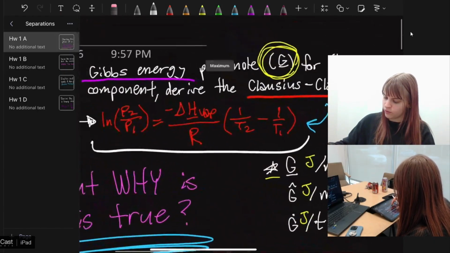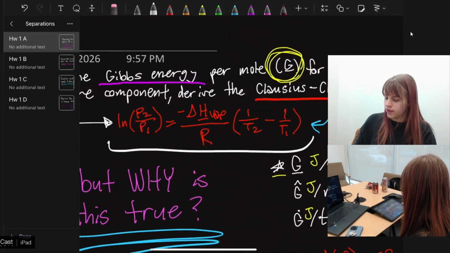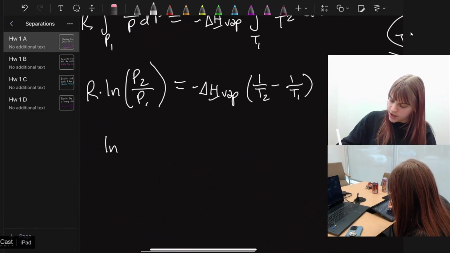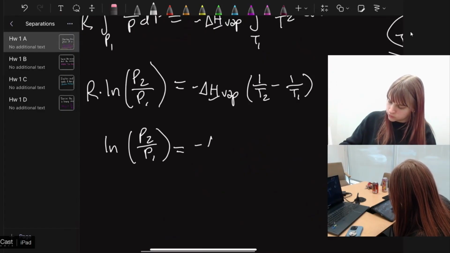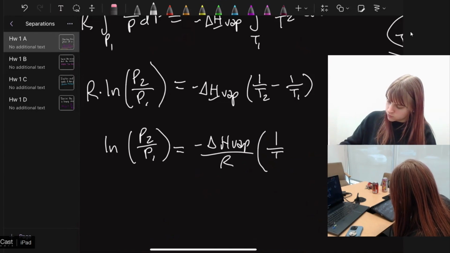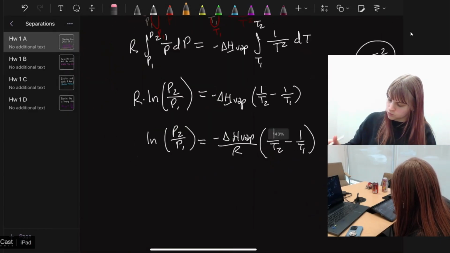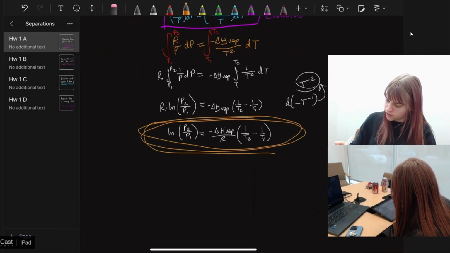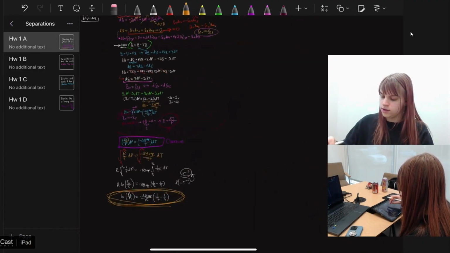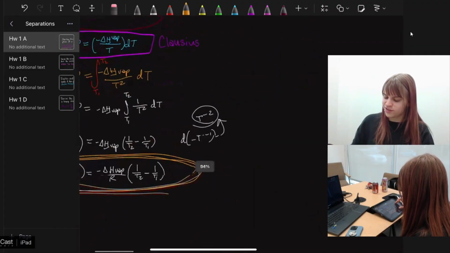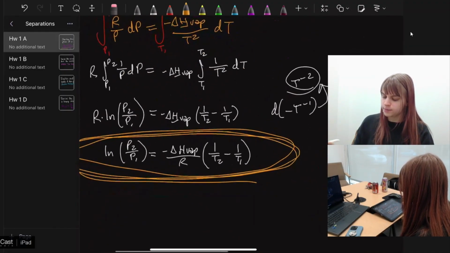I wrote the well-known Clausius-Clapeyron equation, and we now have that. I'll just write it down the way I have it up there. And so that is our answer, and that is how we got there. All of those calculations were just to get to this equation right here.